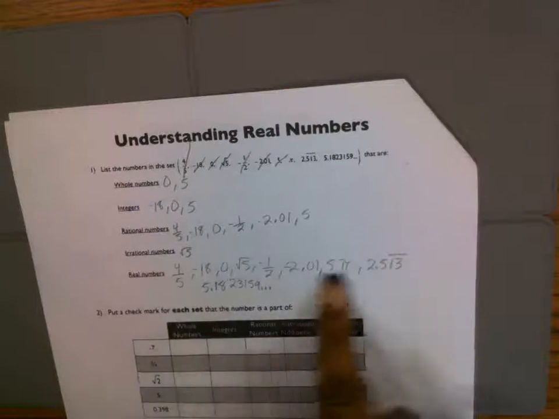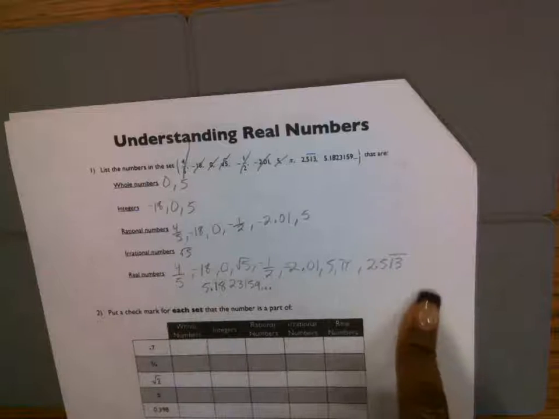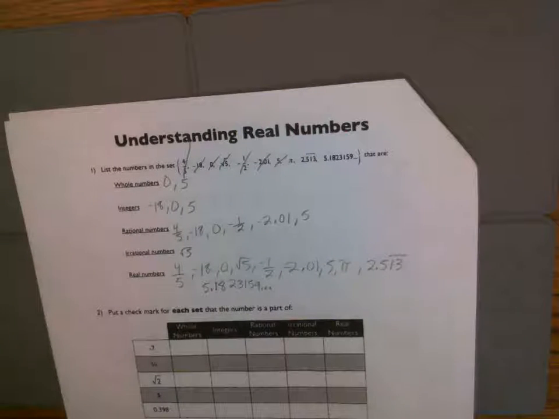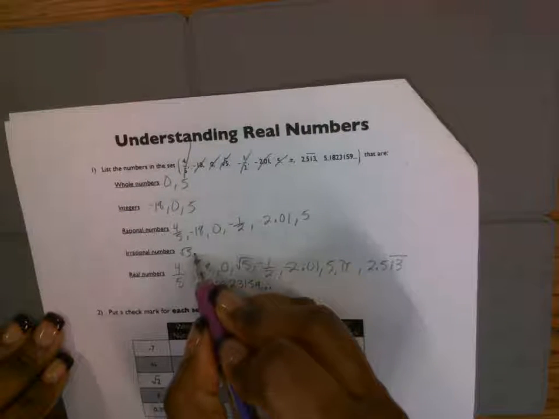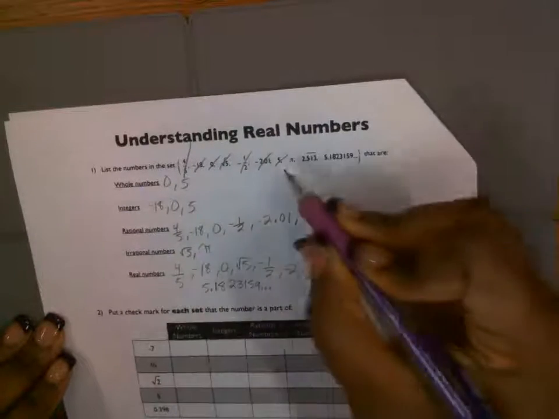Pi. Of course, every number is a real number. Pi is irrational because it's a decimal that is non-terminating. That decimal goes on and on and on without a pattern as to how it repeats, and you don't know what number is coming next. So pi is also irrational.